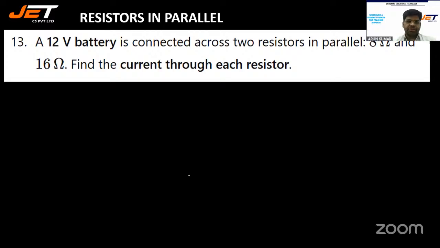Again, many parallel resistors ఇచ్చారు. A 12-volt battery is connected across 2 resistors in parallel, 8 ohms and 16 ohms. Find the current through each resistor. ఇలా ఉన్నప్పుడు మీరు సింపుల్ సర్క్యూట్ వేసుకోవాలి స్టూడెంట్స్, కన్ఫ్యూజన్ ఉండదు. They are in parallel.